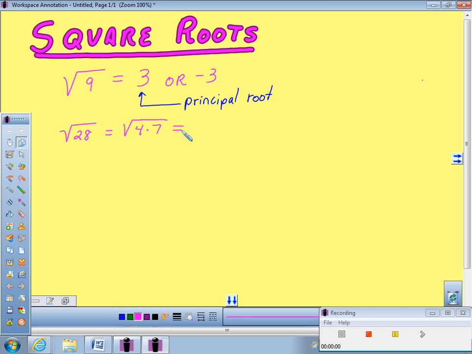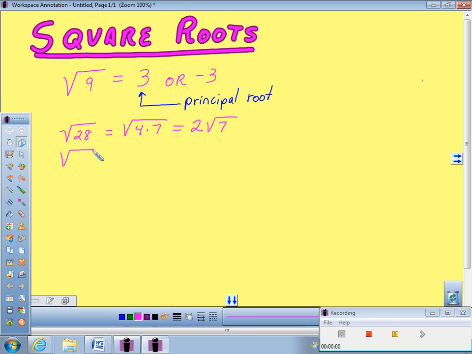There is a perfect square root of 4. What number times itself makes 4? And yes, you're right, it's 2. So we can take the square root of 4 and we take the 2 out of the root, leaving the square root of 7 inside the root. So the square root of 28 is really the same thing as 2 times the square root of 7.